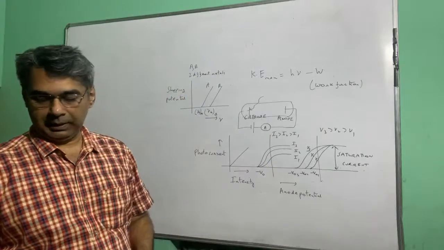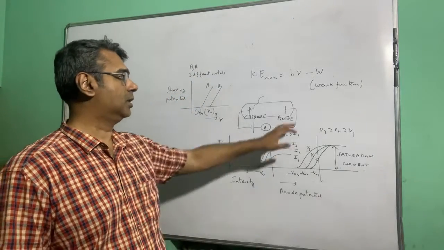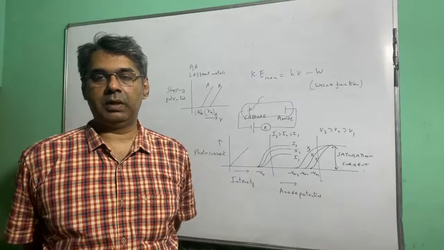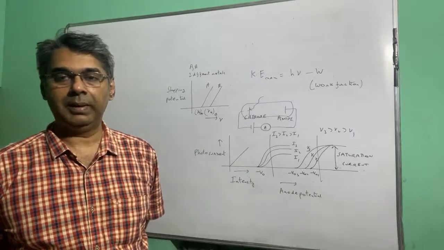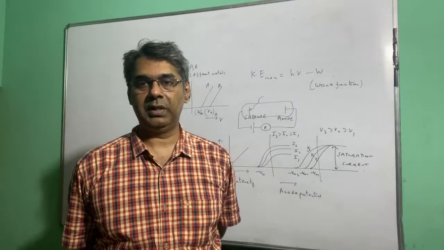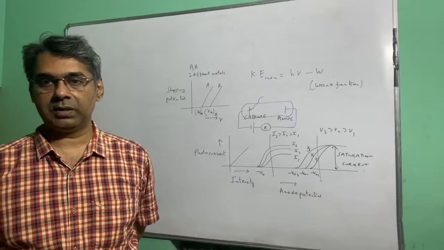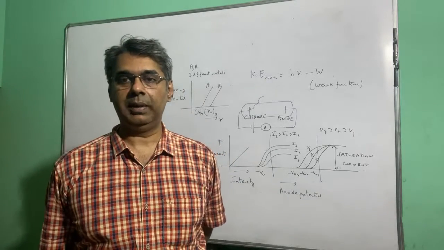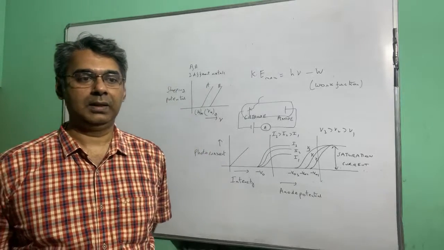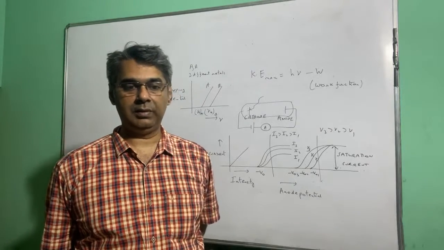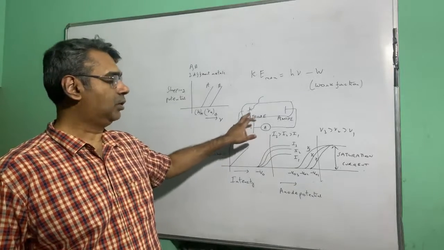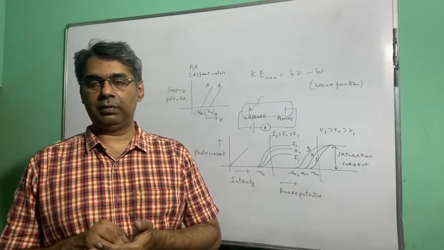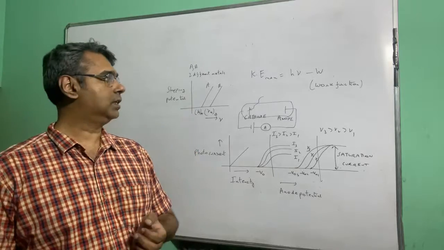the work function of the metal. What is work function? Work function of any metal is the minimum energy that you must give to an electron inside the metal to just come out of the surface of the metal. So when you say work function, it is the minimum energy that you need to give an electron so that it just comes to the surface.